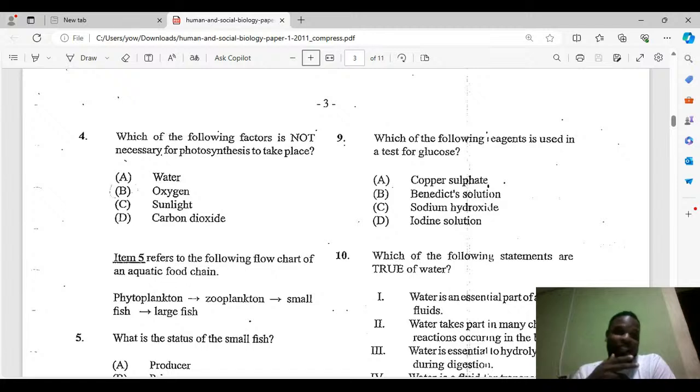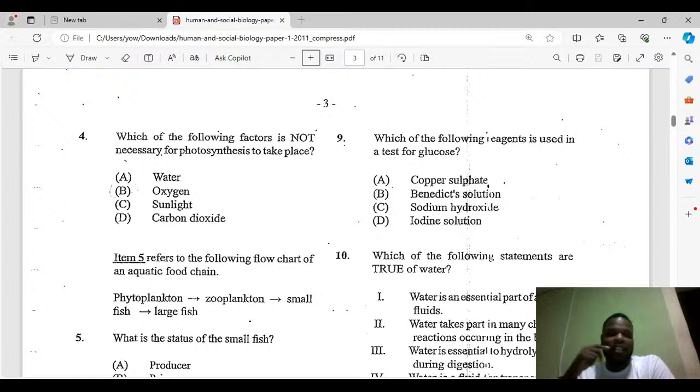So we have done those knowledge, guys. Copper sulfate is used to test for protein, and also sodium hydroxide is used to test for protein, and the resulting color is violet or purple. An iodine solution is used to test for starch, and that's blue-black. So we have that, guys. Make sure you have those answers.